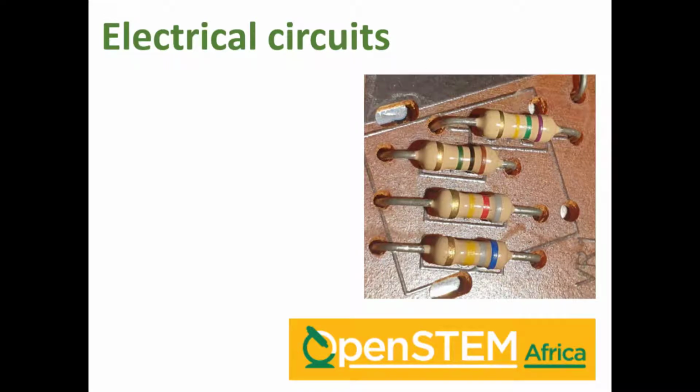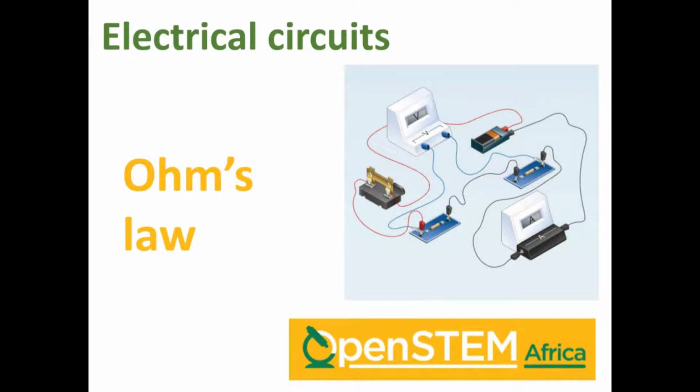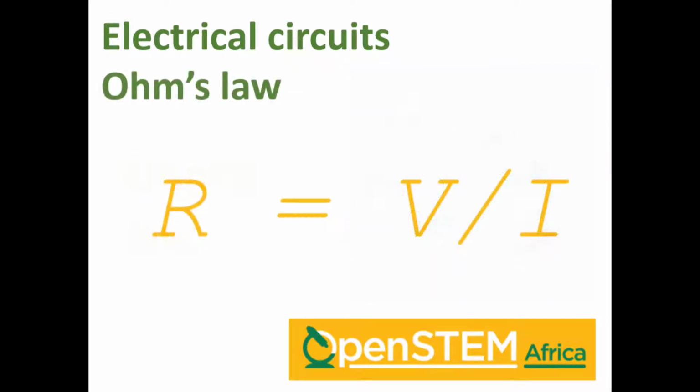Resistors are found in most electrical circuits, and their primary function is to limit the flow of electrical current, or in other words, to resist current flow. The resistance of a resistor is defined by Ohm's law. Here, resistance is calculated by dividing the voltage, also called the potential difference, by the current flowing in the circuit.